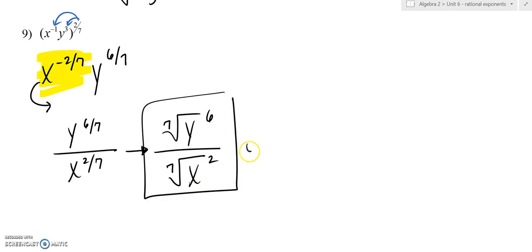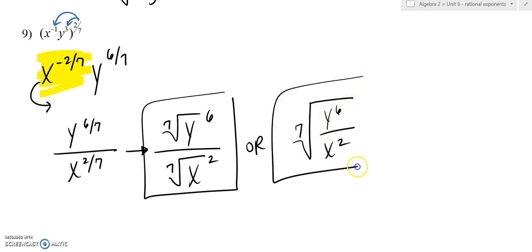Again, I'm totally good if you leave it like this. Or, if this makes sense to you, you can kind of make this a big radical, the 7th root of y to the 6 over x squared. This is the same exact thing. You can write it either way.